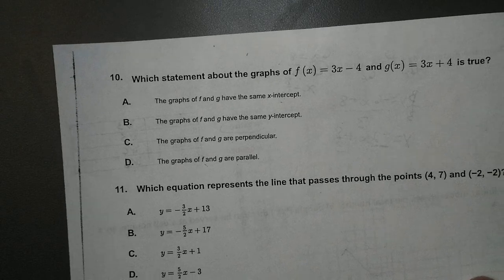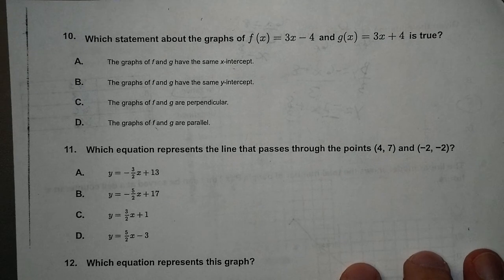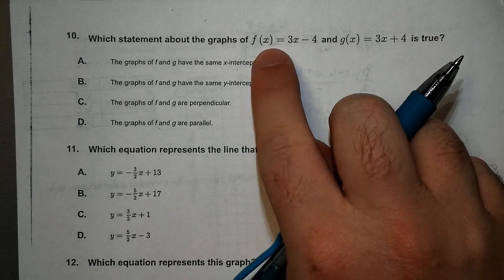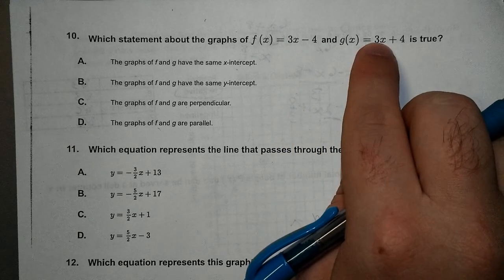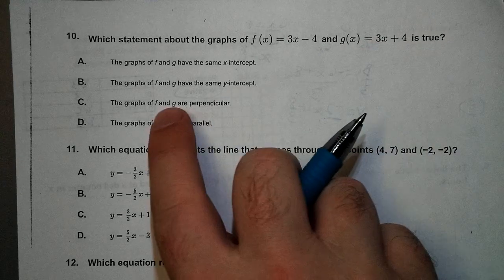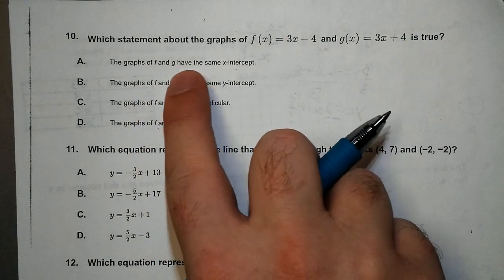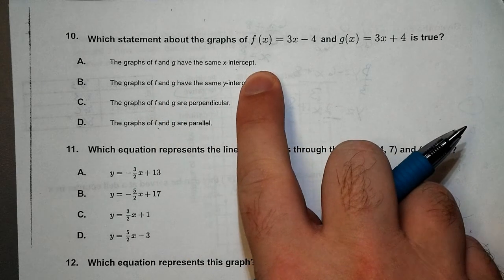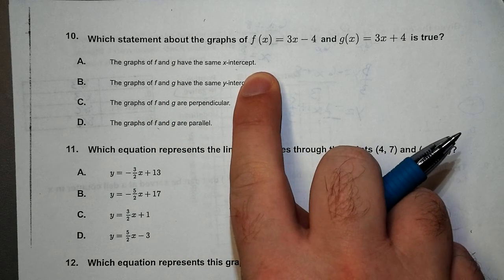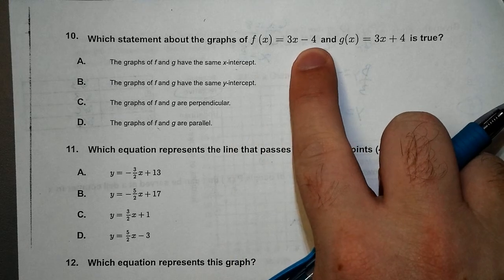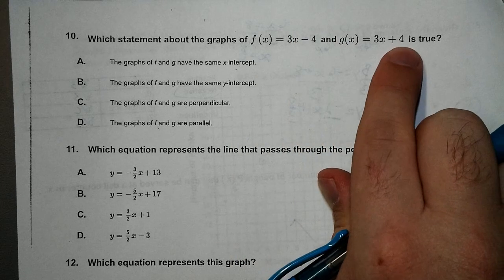Number 10, which statement about the graphs is true? We've got f of x is 3x minus 4, and g of x is 3x plus 4. So this says they have the same x-intercept. Well, this one is moved up 4, this one's moved down 4.